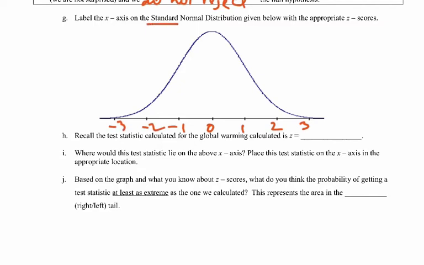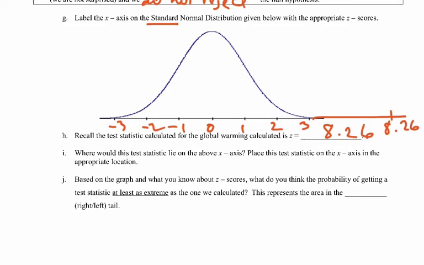Recall that the test statistic calculated for the global warming example was 8.26. Where would this test statistic lie on the above axis? So if we were to extend this out really far, 8.26 would be out here somewhere. I can't even draw how far out it would go, so I'm just going to stop there. So our 8.26 is way out in the extremes.